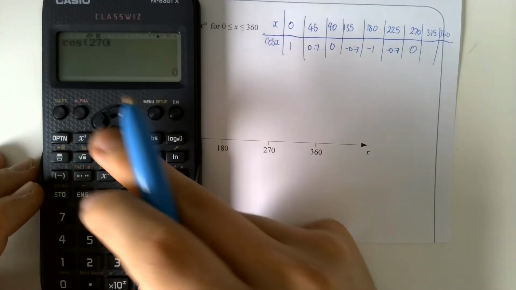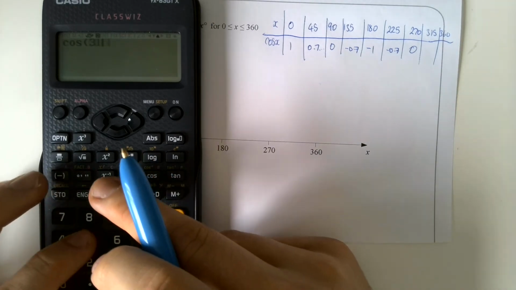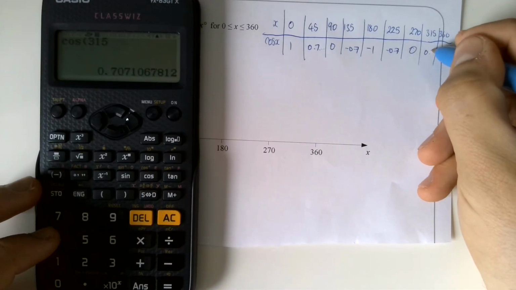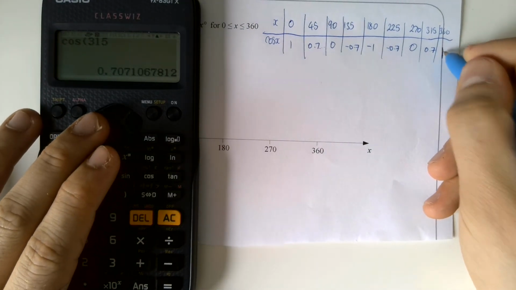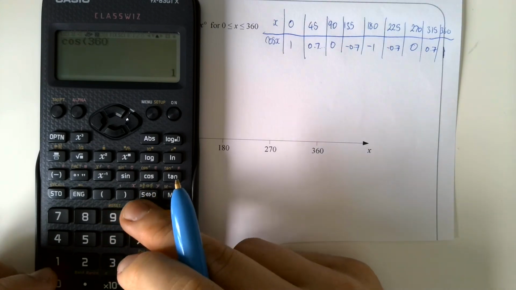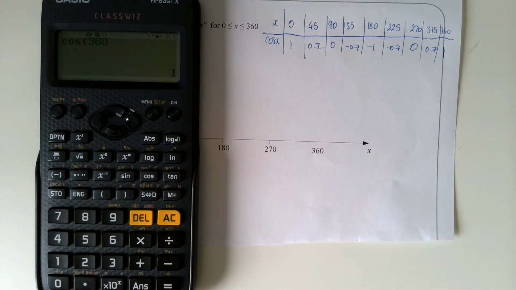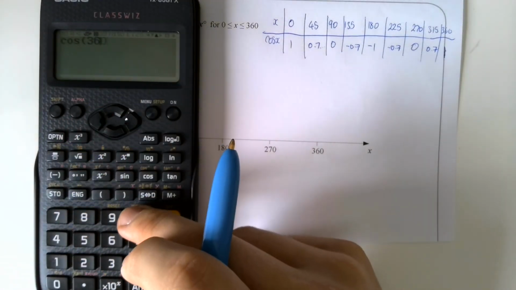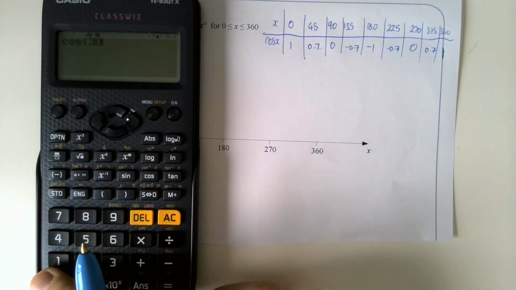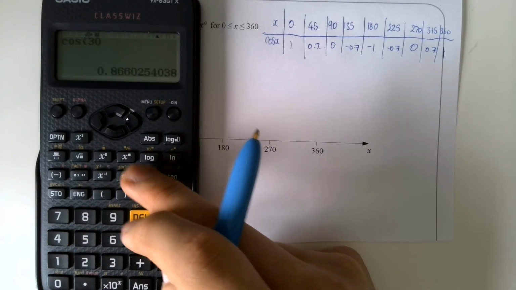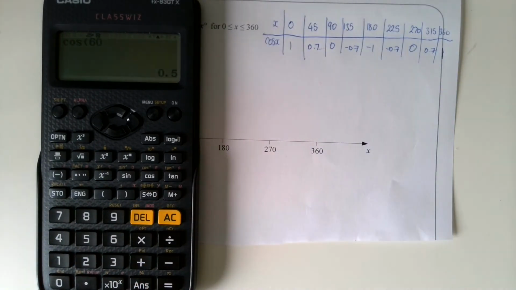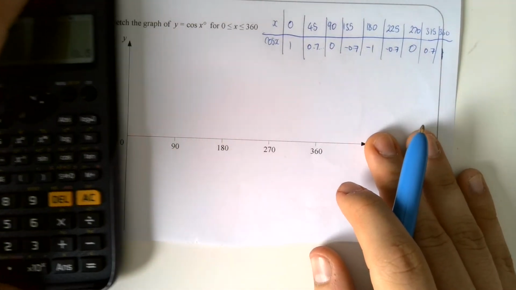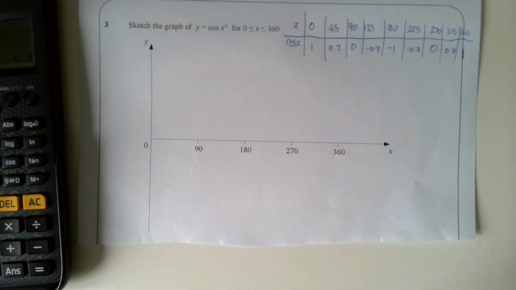You can probably guess where this is going. Cos of 315 is 0.7. And cos of 360 is going to be 1. Okay, just to show you that on the calculator. Now you could have chosen other values. So cos 30 and cos 60 give you some useful values as well. You could just add those in just to make it a little bit more complete, just to make sure it actually looks okay. But just for the sake of this, I'm not going to worry about that.